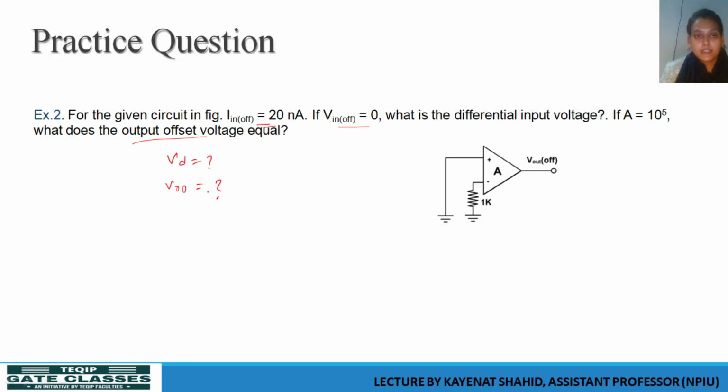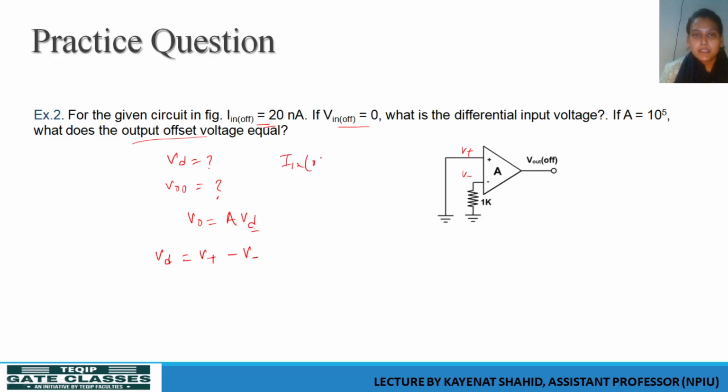We know that the output voltage is nothing but A times VD, right? So first we have to know this VD. So VD in this case, for the open loop case, is nothing but V plus minus V minus. So V plus is 0, and V minus is what? There will be a voltage drop due to this input offset current, right?